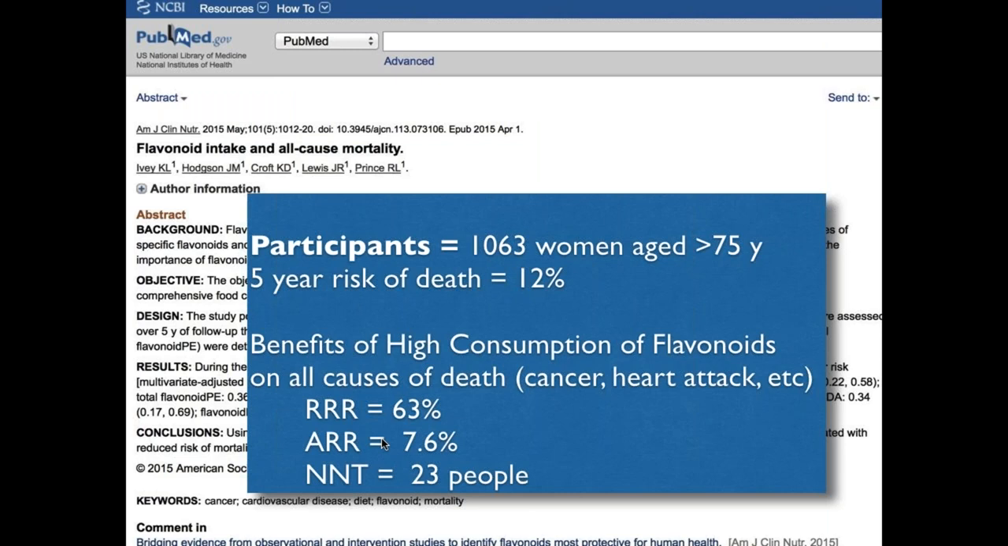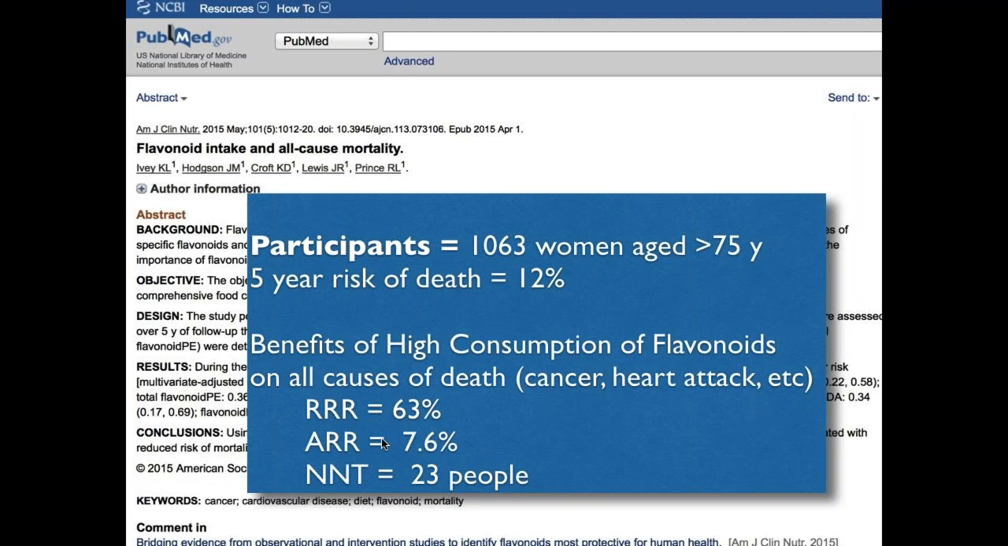Now, with overall flavonoid intake, here's an example from 2015. If you look at 1,000 women consuming a diet that's rich in flavonoids, you're basically reducing the risk of death by 12%. The relative risk reduction in this group of women eating a flavonoid-rich diet is about 63%, and the absolute reduction is about 7.6%. That's pretty significant. What that means is that 1 in 23 women in this particular group over the age of 75 who ate a diet rich in flavonoids showed that reduction. So 1 in 23 women's lives would be saved by just eating more flavonoids in their diet.